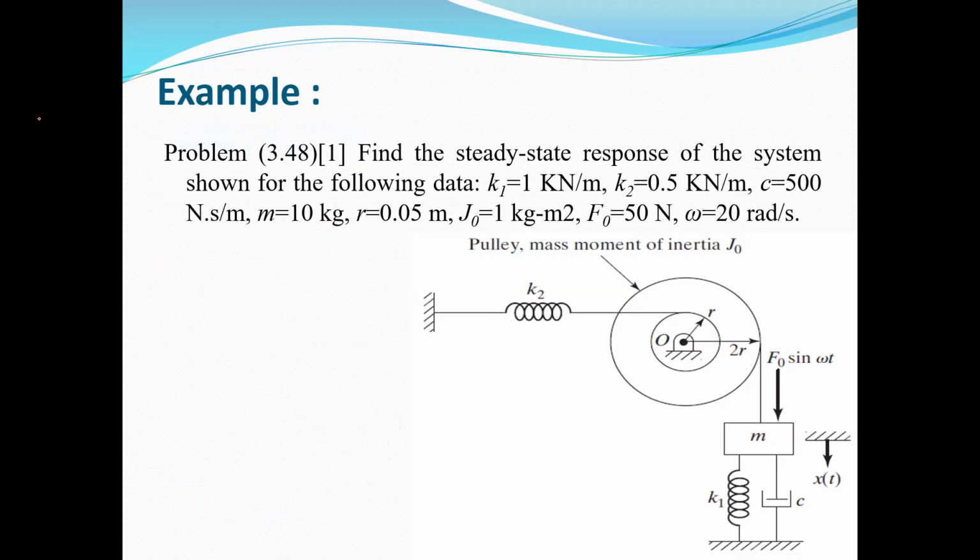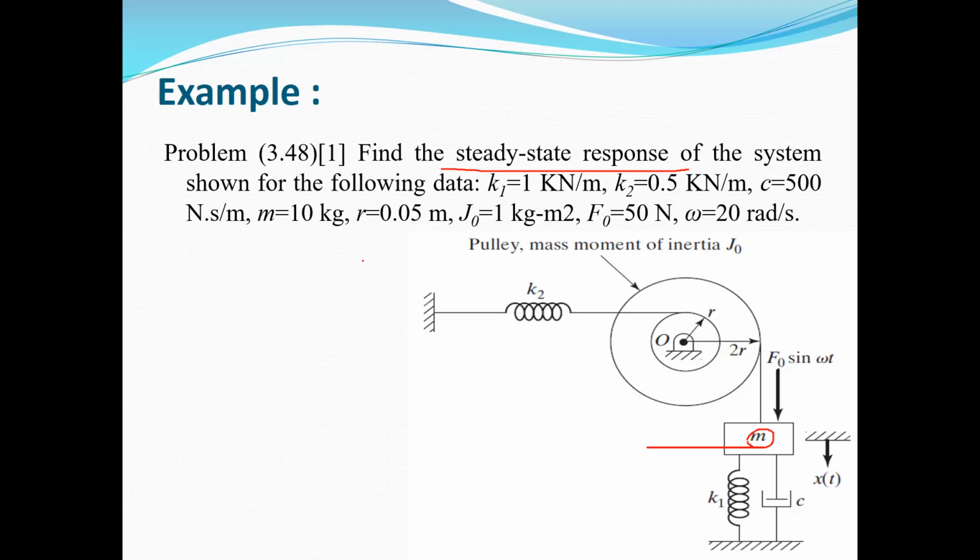Okay, the last example is we want to find the steady state response. Again, pay attention. We want to obtain the steady state response. It means that we only need to obtain the particular response. So we don't need to find the homogeneous response of the system shown for the following data. K1 is 1 kilonewton per meter. K2 is 0.5 kilonewton per meter, and C is 500 Newton second per meter. The mass of this particle is 10 kilograms.